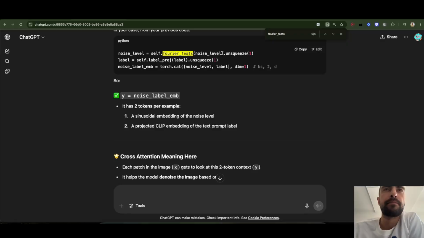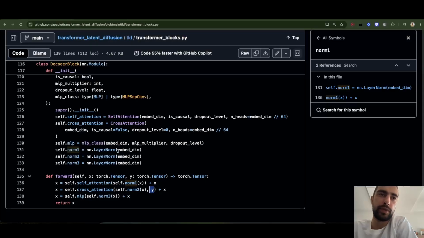This is the frequencies, our sine curve, and the label, the text label. So the sine curve saying how much noise, the noise timestamp, and the text embedding, and we will do cross-attention with that. And MLP, we also have a residual here, and then MLP through normalized X, you always need to normalize, and residual, and that's it. That's the whole decoder block.